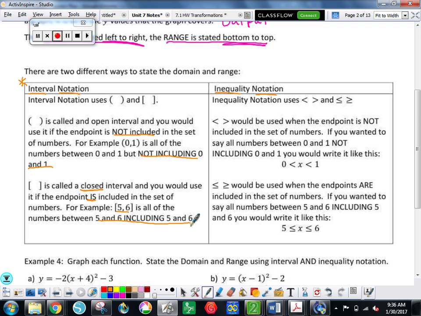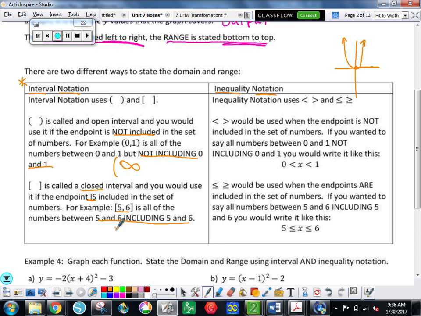So the biggest difference is, do I include the number or do I not include the number? Now, when I'm talking infinity, I'll always use the open parentheses. I'll never use a bracket with infinity. With regards to range and what we're doing here, if I'm saying my lowest point is 0, does it actually hit the 0?